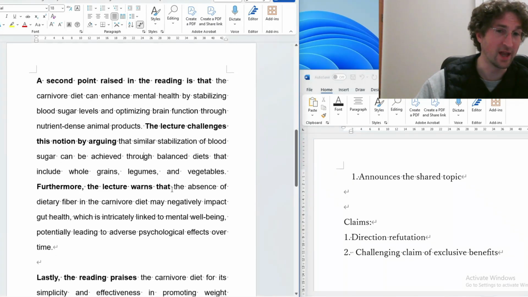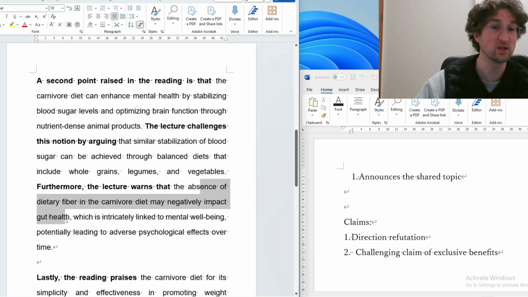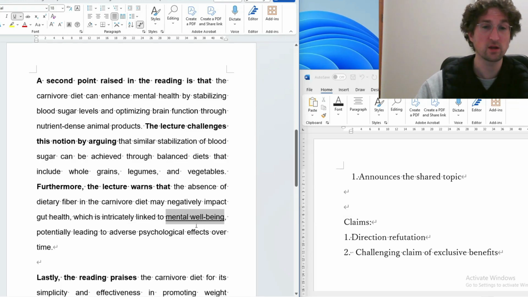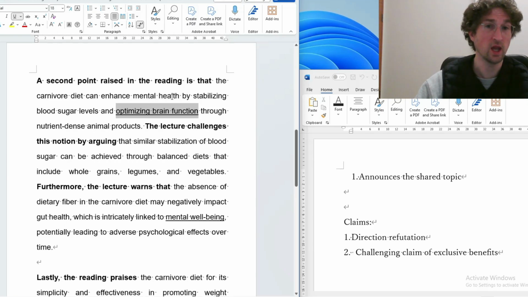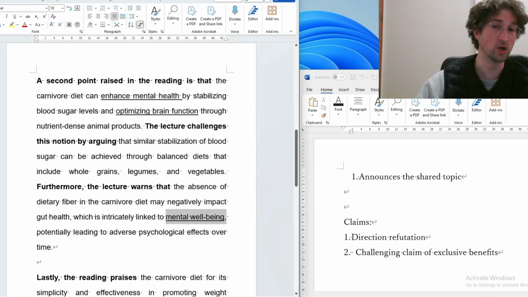Furthermore, the lecturer warns that... So they go further. They go further than just challenging that notion. The absence of dietary fiber in the carnivore diet may negatively impact gut health. So lack of fiber, bad for gut health, which is intricately linked to mental well-being. So we've got a callback to mental well-being. We've got claims about optimizing brain function and enhancing mental health. But they're saying actually, again, you could be doing more harm than good, potentially leading to adverse psychological effects over time.